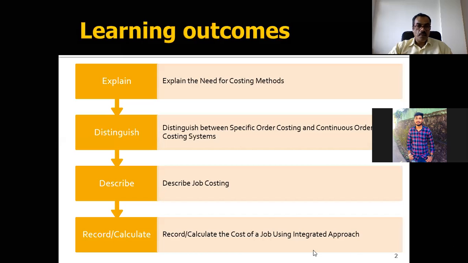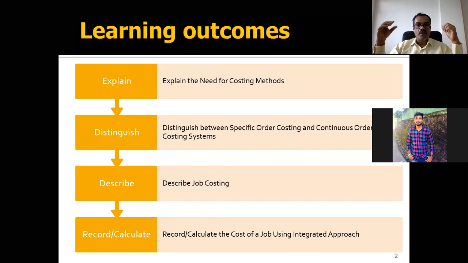Learning outcomes. You must be able to explain the need for costing methods. Why do you need to have costing methods? We will be discussing it, but even now you can think about why. There may be different ways of producing. If there is only a single way, single process, single product, we need not worry about costing methods. But there are many different things.